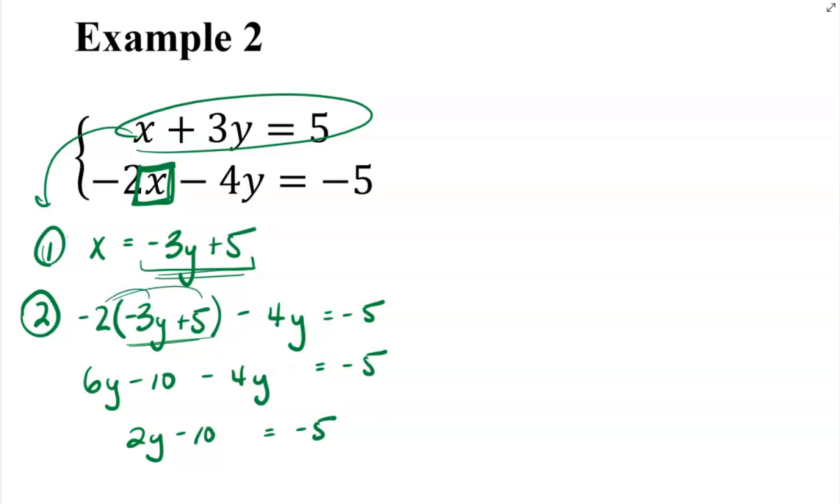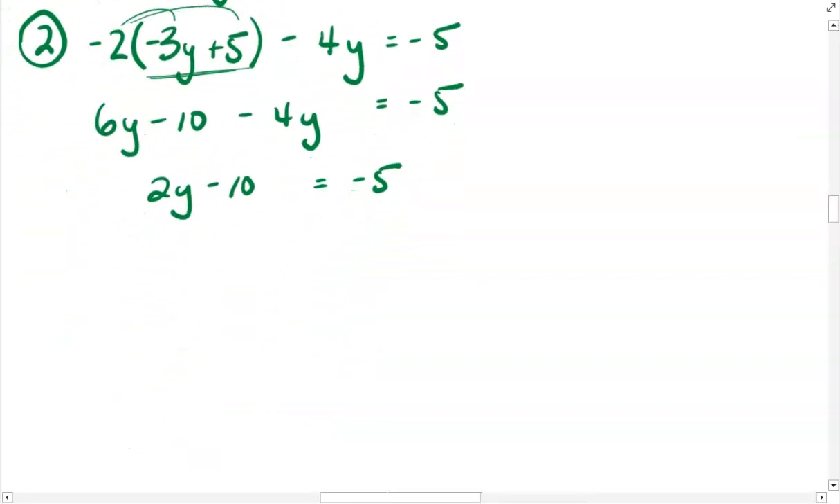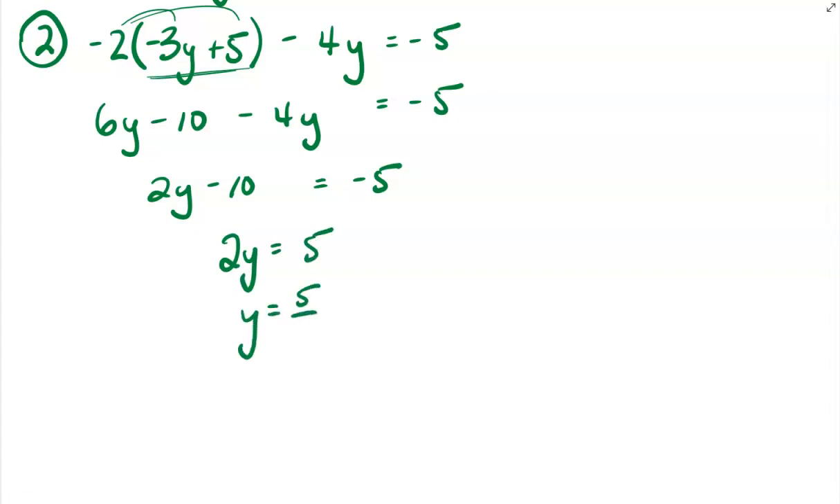And then I took the time to distribute. Negative 2 times negative 3y, negative 2 times 5, and I've combined like terms. And to finish this out, we'll add 10 to both sides, and then divide by 2, and y would be equal to 5 divided by 2, or in other words, 2.5.